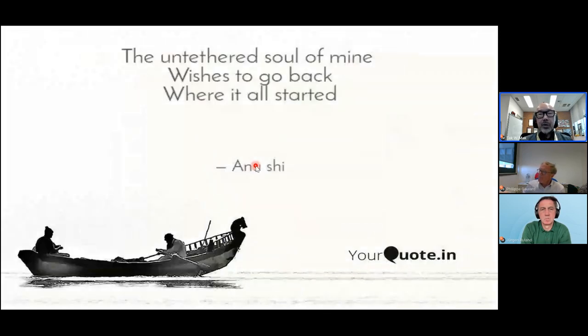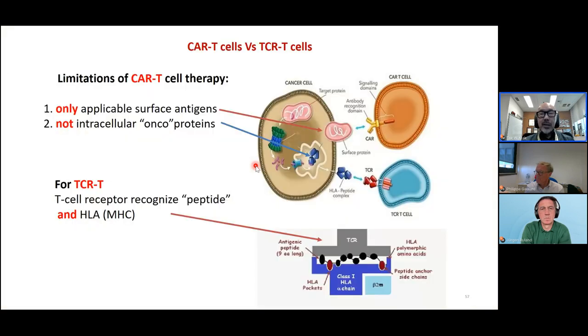Now, I'm going to end with a story which is pertinent to many of you because of CAR T. And the idea is, let's go back to where it started. Where it started is the T cell receptor. The T cell receptor has, of course, the ability to recognize peptide on an HLA class 1 or class 2.